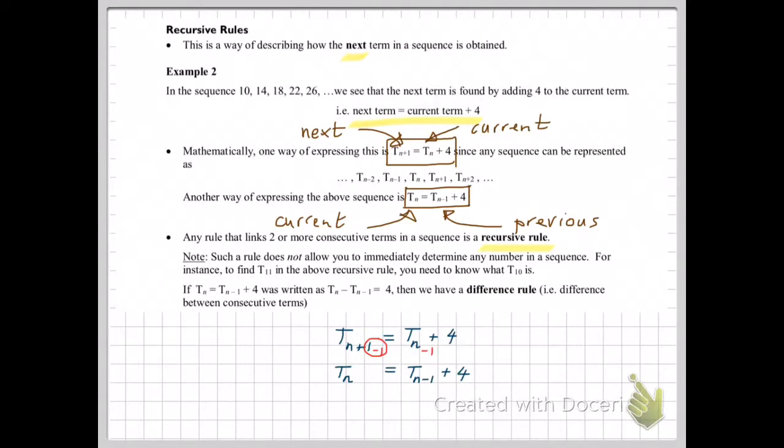Now if tn equals tn minus 1 plus 4 was written as tn minus tn minus 1 equals 4, then we have a difference rule. A difference rule gives the difference between consecutive terms.